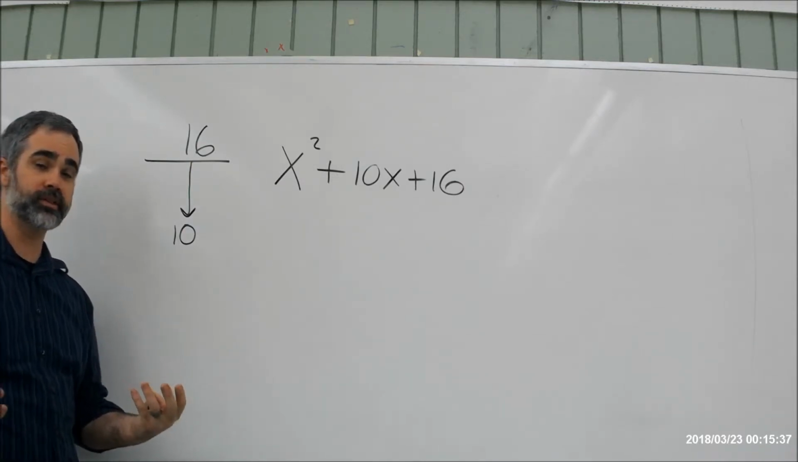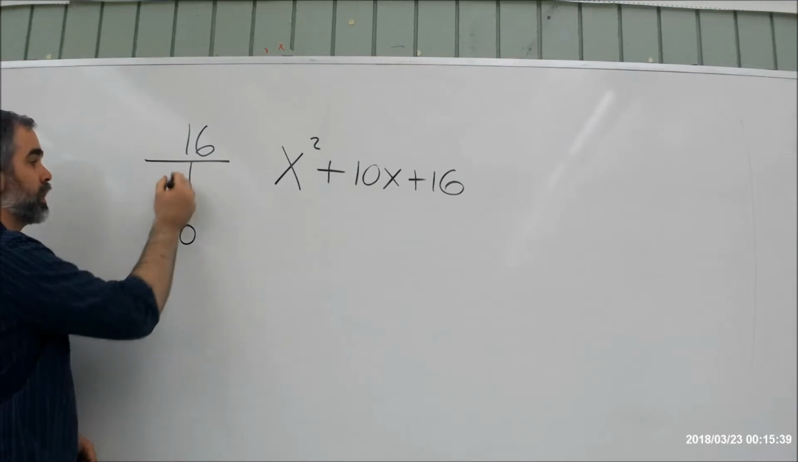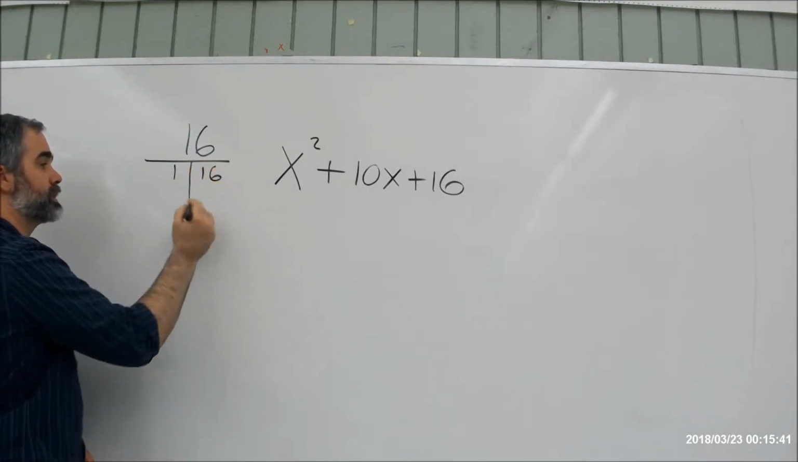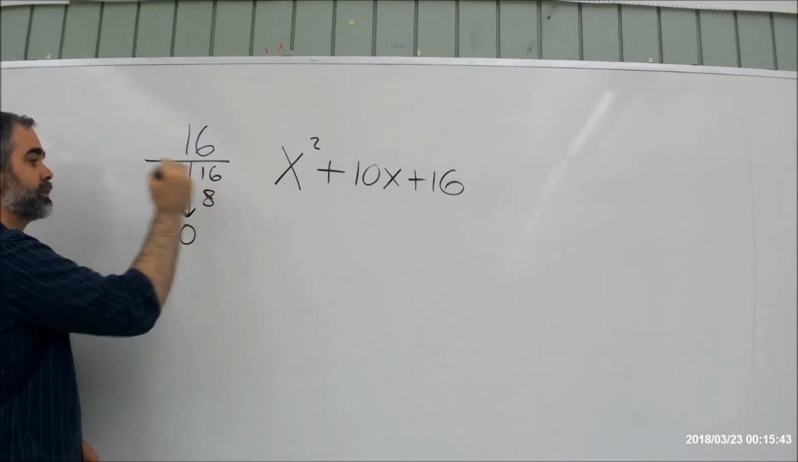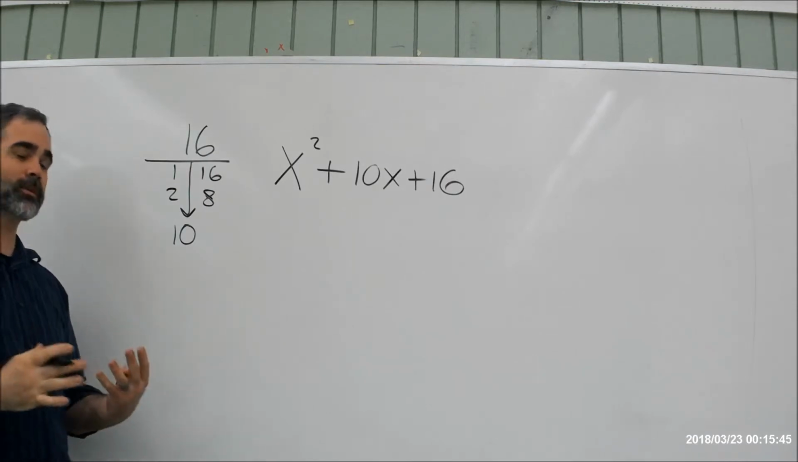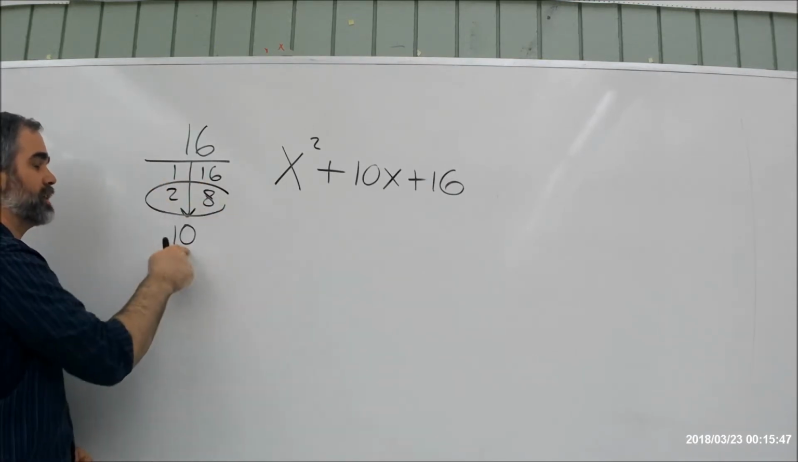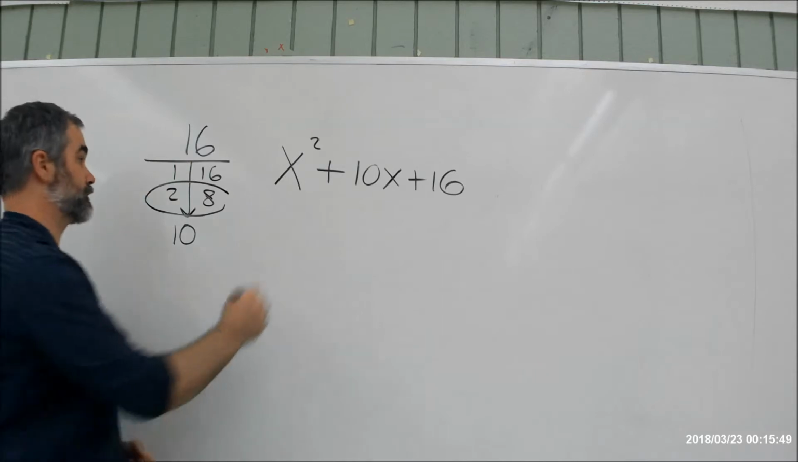Hopefully you've already figured this out. There's a couple of options. I'll show you all the possibilities here. I can have 1 and 16 or 2 and 8. Hopefully you see that the 2 and the 8 are going to add to be 10. Those are my two factors.